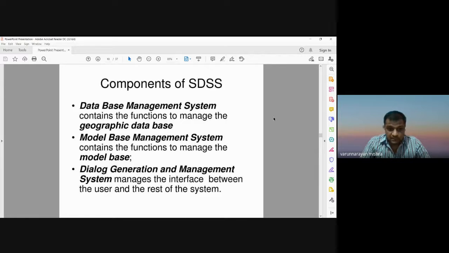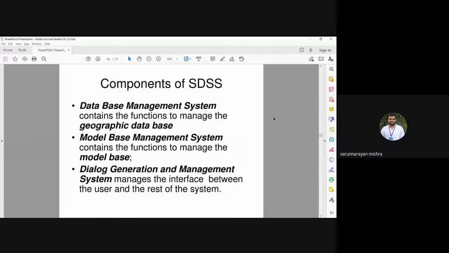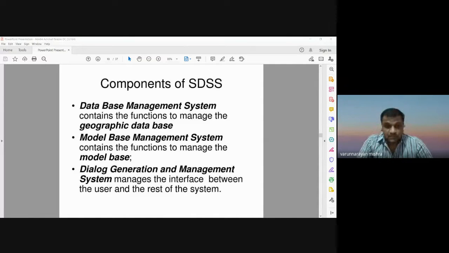Then the model-based management system, MBMS, contains different functions, different operators, or different mathematical models to manage the database. And the third one is the dialogue generation and management system. It manages the interface between the user and the rest of the system. So after the management of the database, we will apply some models, some mathematical methods, to manage that database. And we also have dialogue generation and management, which is a kind of interface between the user and the system.